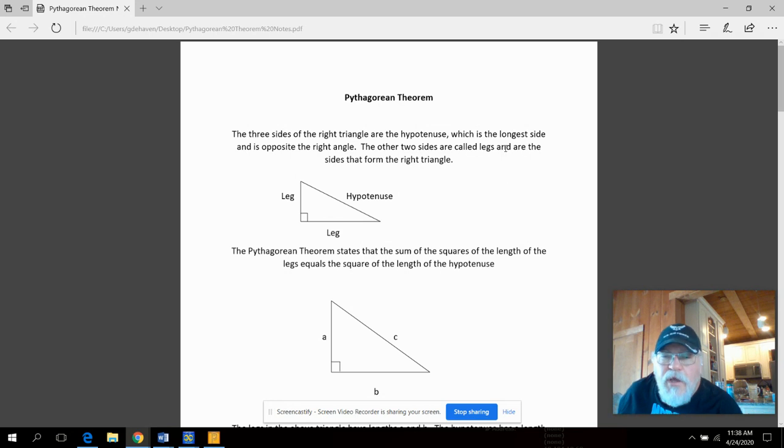Today, we're going to be starting the Pythagorean theorem. The Pythagorean theorem is a way for us to find missing sides of right triangles.